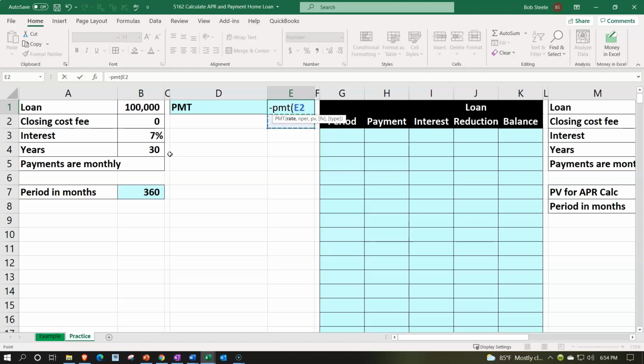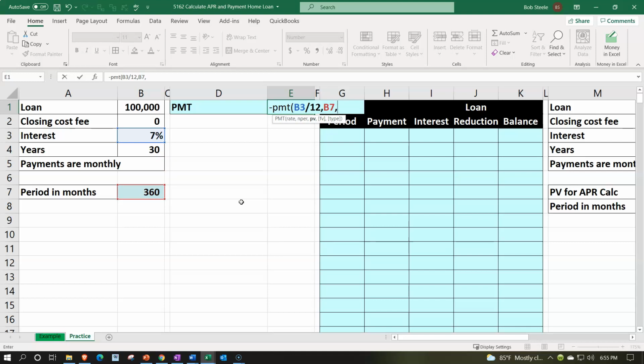The rate then is going to be that 7%, but that's the yearly rate. Here's the tricky component. We have to divide that by 12 because they're going to give us the yearly rate, but we're doing our calculations on a monthly period basis. Then comma, we have the number of periods. Now you could put the 30 times 12, or we already did that calculation to get 360.